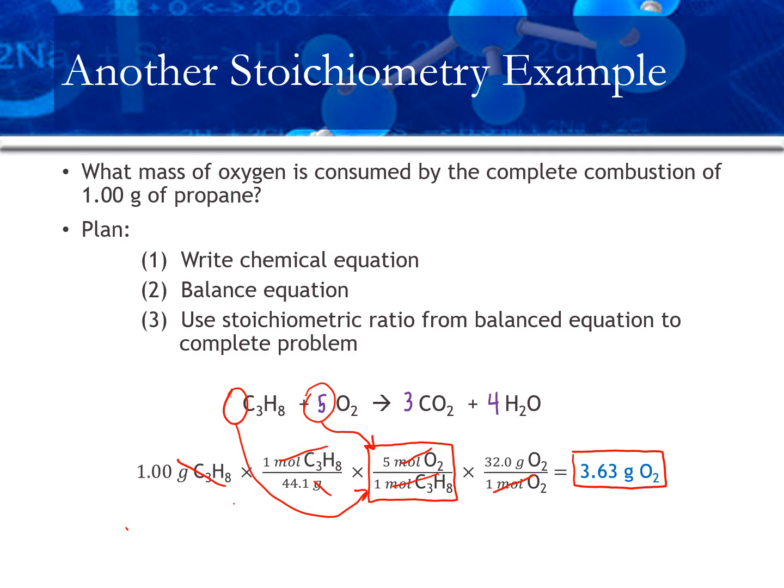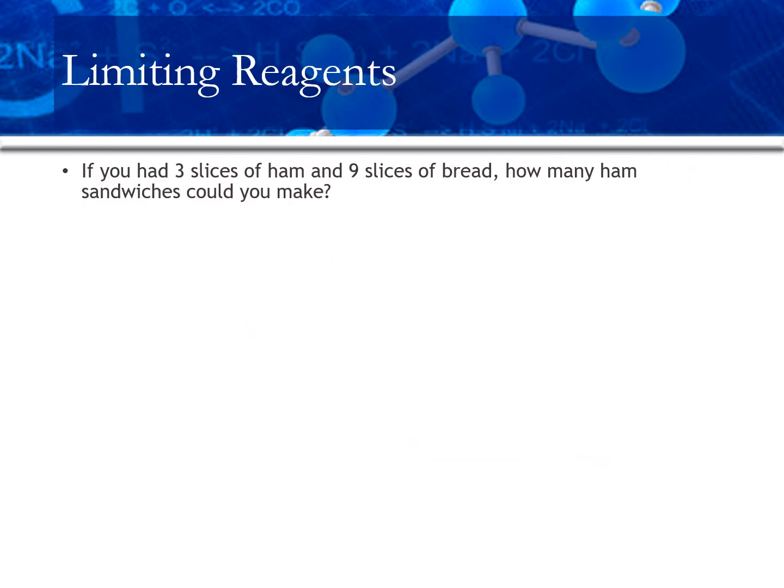Now, a complication in these sorts of calculations comes when we are given the amount of both reactants in such a problem, and that leads to the idea of limiting reagents, which we will see on the next slide. If a problem gives us the amount of both reactants, then we have to figure out which one runs out first. Whichever reactant runs out first is referred to as the limiting reagent.